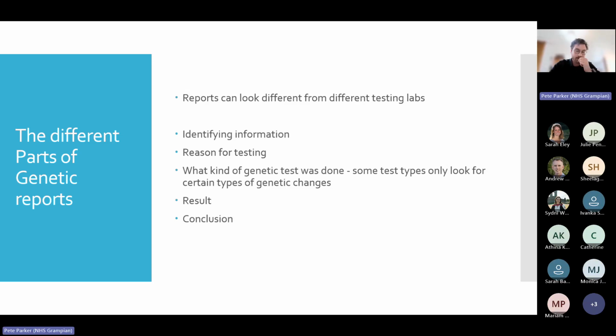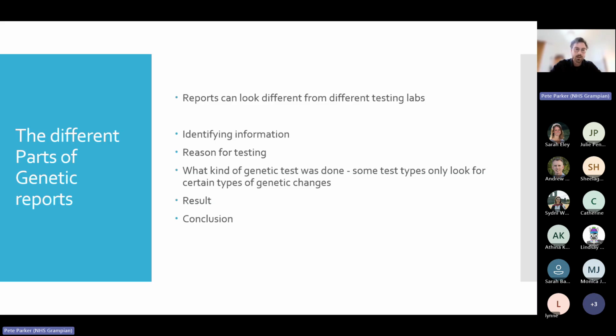The one thing about these reports is that they're done at different labs in different parts of Scotland or sometimes in different parts of England, and the reports can look different depending on where they've been done. But they all have some basic components to them, which I'll help break down. Some contain more information than others. I've done an example that should just highlight the important basic things that you would expect to see in a genetics report.